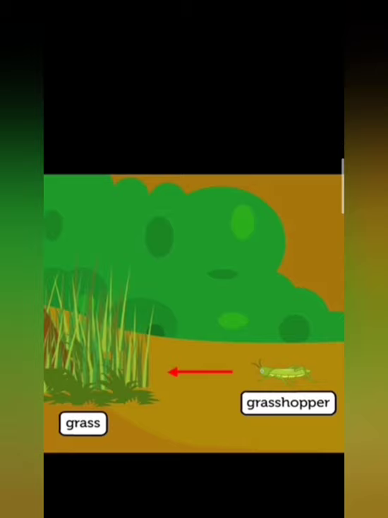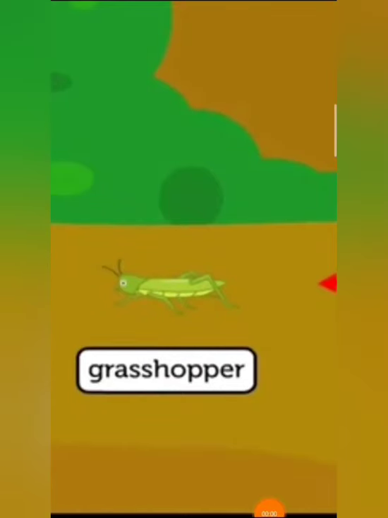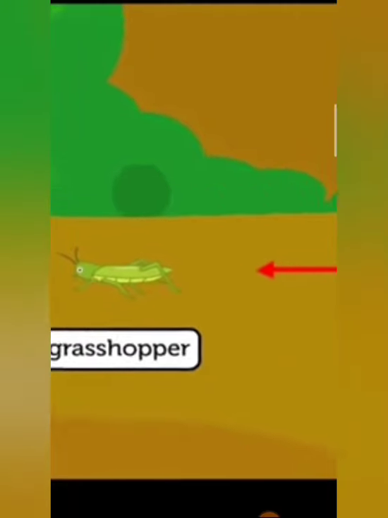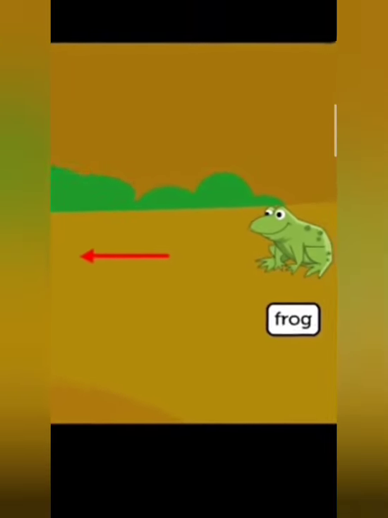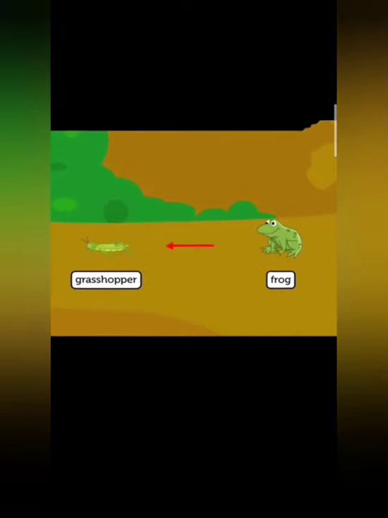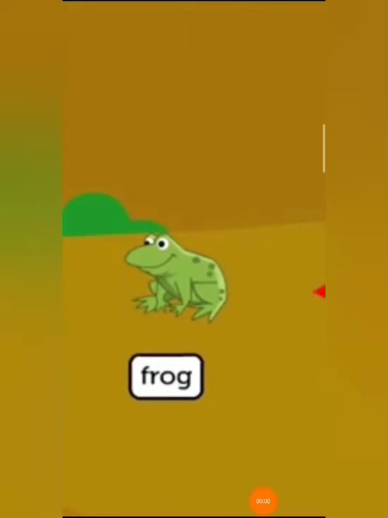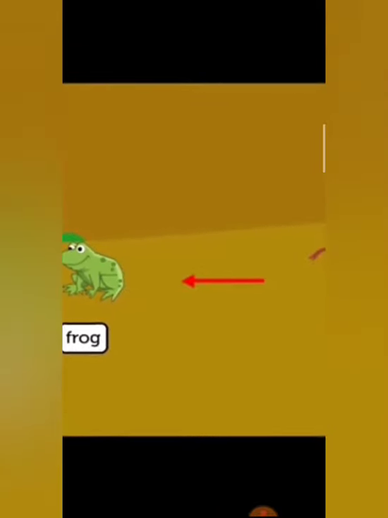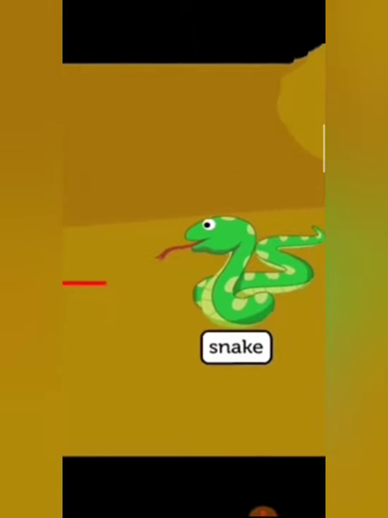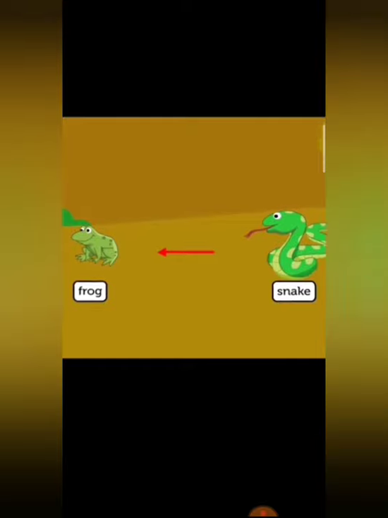Here let us see who eats the grass. This grass is eaten by a grasshopper. Now let's see who eats the grasshopper. Now the grasshopper could be eaten by a frog. Now let's see who eats the frog. Oh, it's a snake. So the frog can be eaten by a snake.